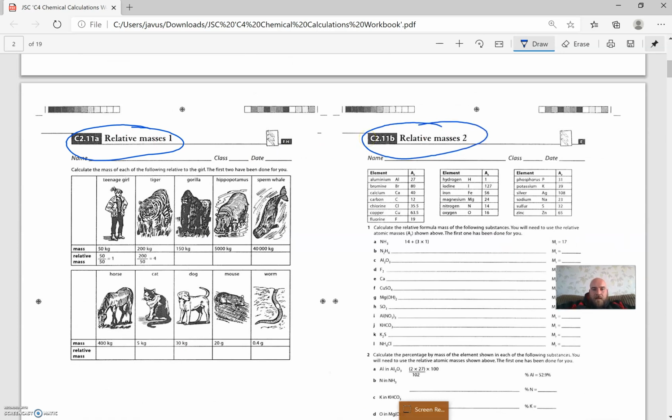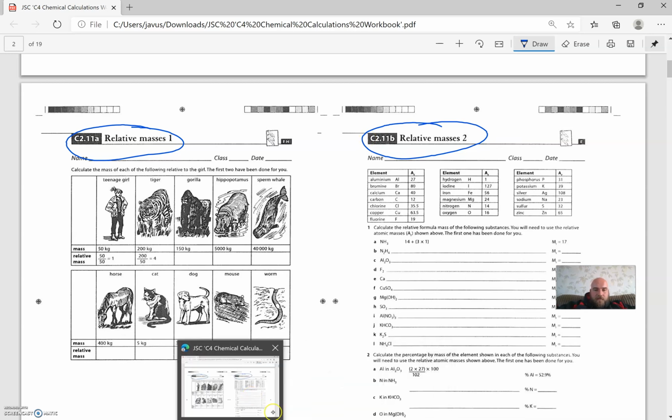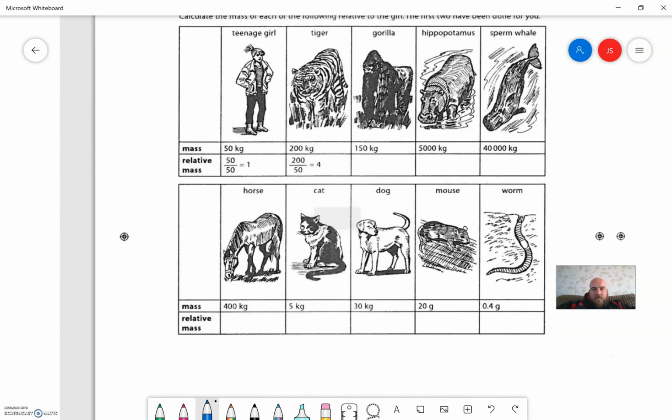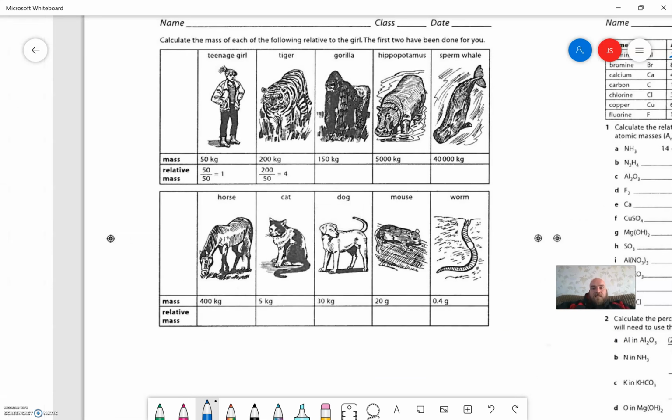Okay, so if we go into the actual assignment, into the whiteboard, the first task is relative masses 1. Nice and straightforward task this. You're basically going to have to convert all of these animals, tiger, gorilla, and so on. They have a mass of various different kilograms, so 40,000 kilograms for the sperm whale, going back to 0.4 grams for the worm. Rather than just state those masses in kilograms, I want you to give me what they actually weigh in teenage girls.